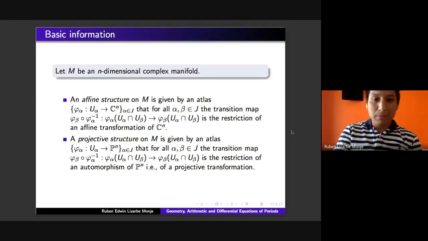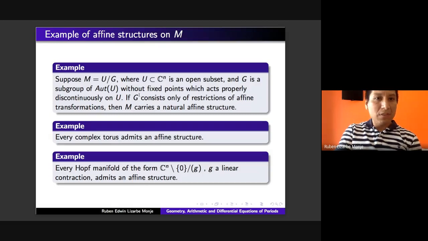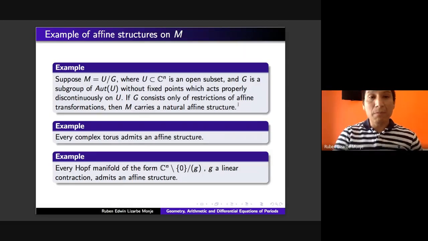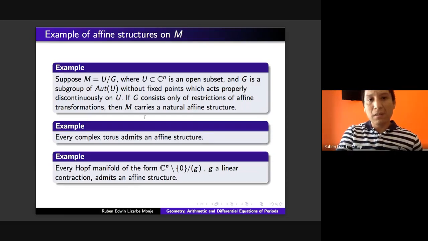Let's see some examples. In general, if M is a quotient of an open set U of C^n by G, a subgroup of automorphisms of U without fixed points which acts properly discontinuously on U, and G consists of restrictions of affine transformations, then M admits a natural affine structure. For example, the complex torus admits an affine structure because it is the quotient of C^n by a lattice.